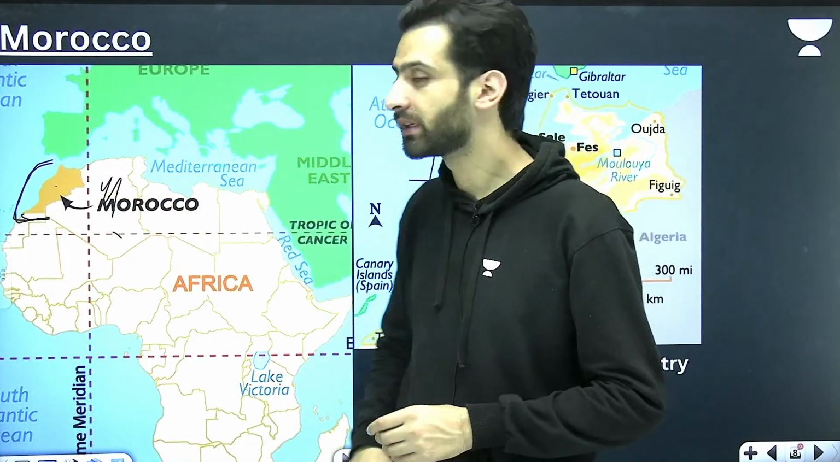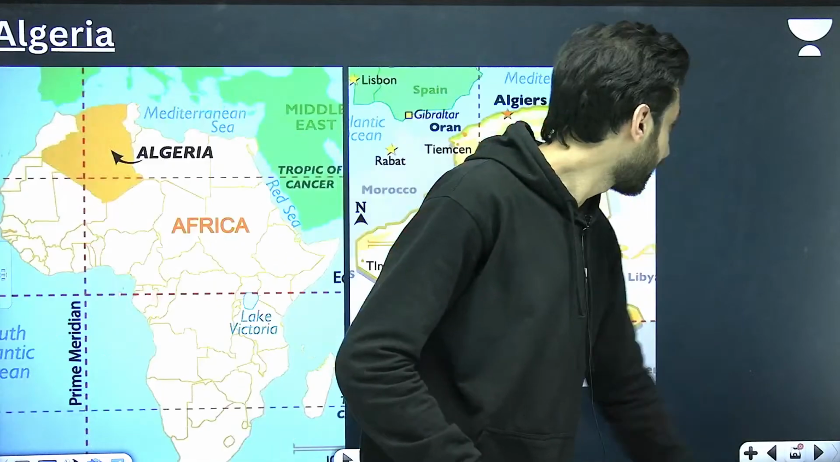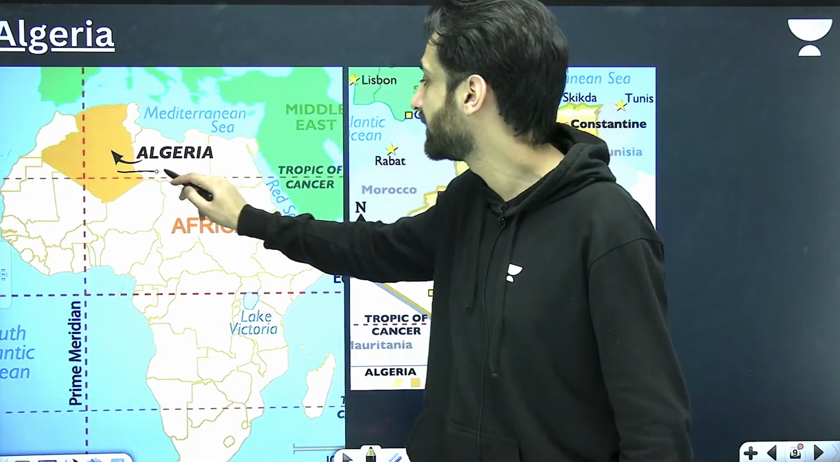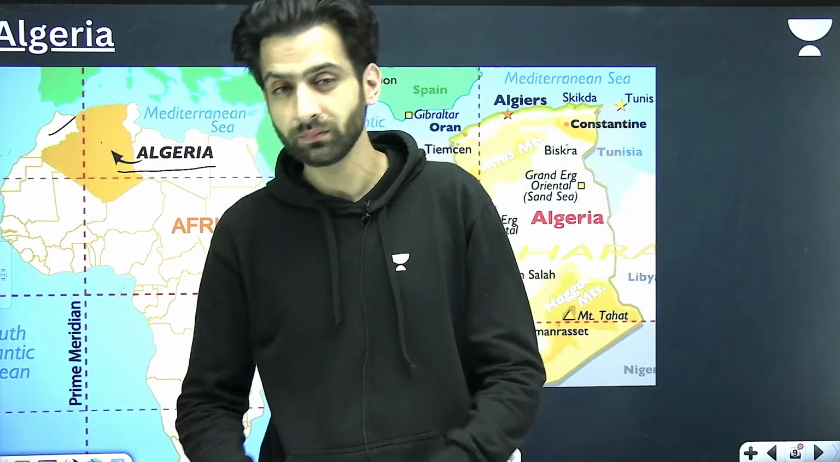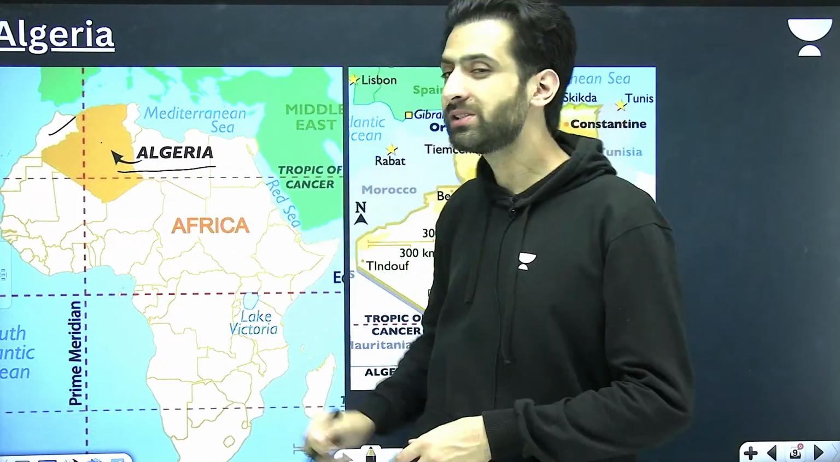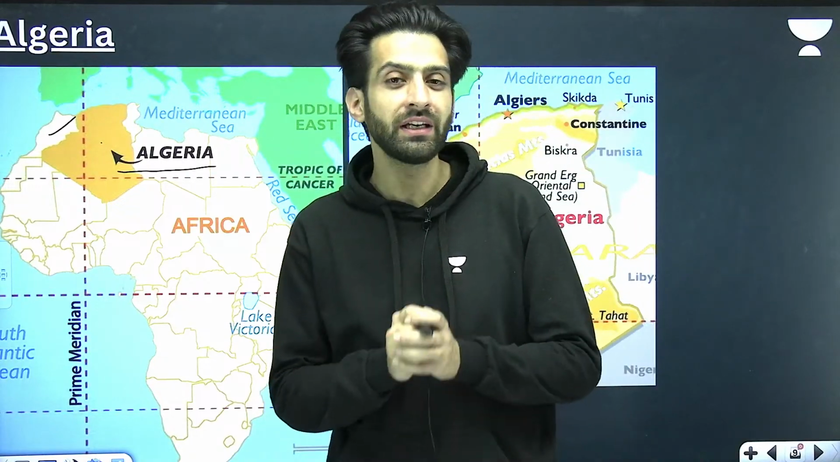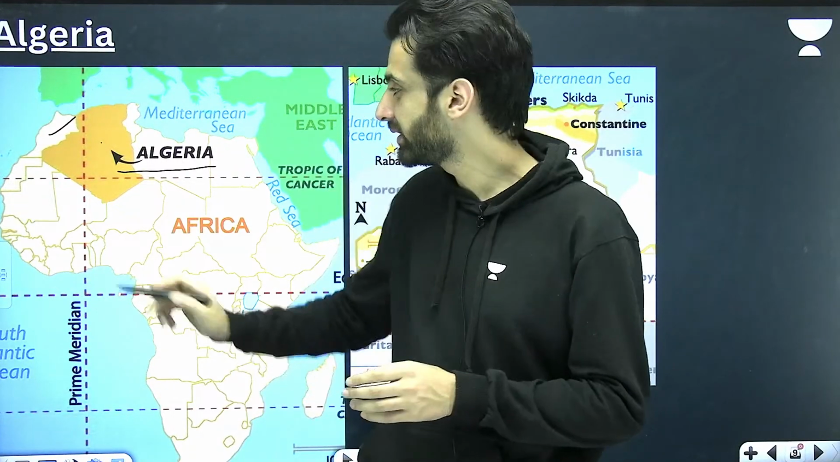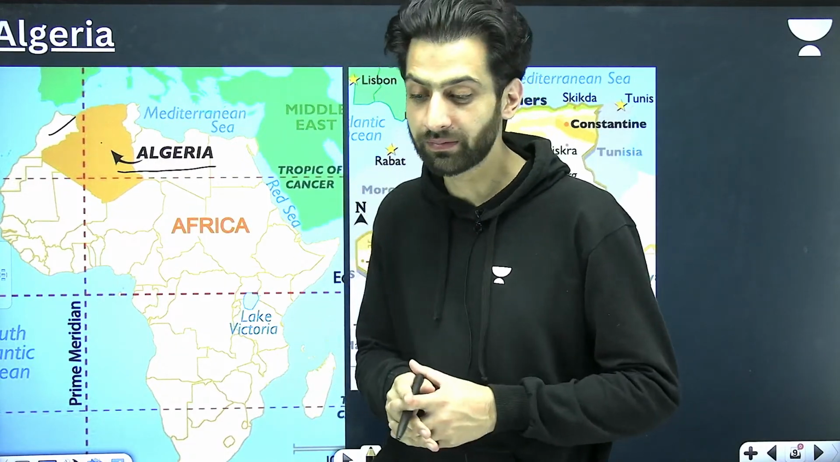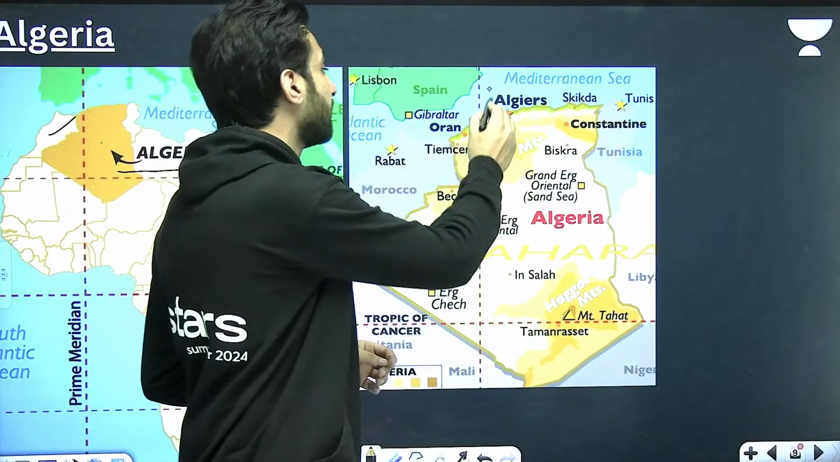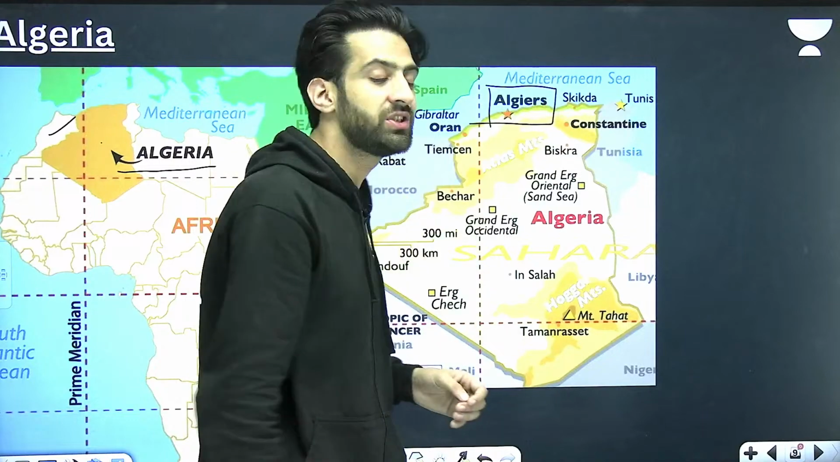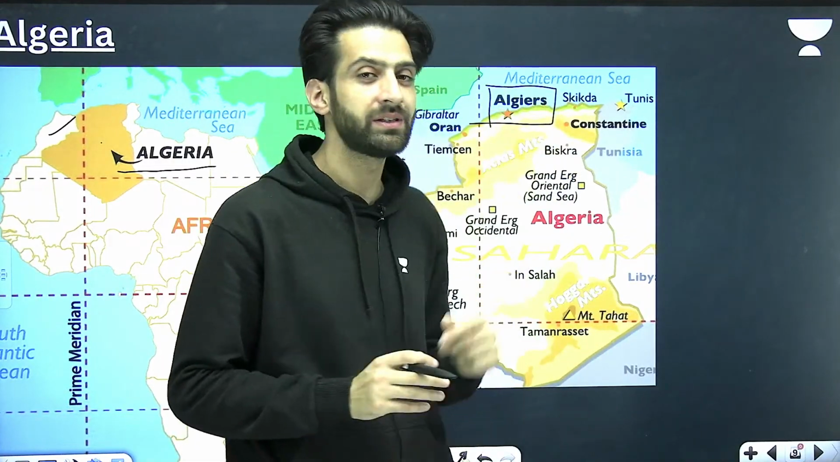Now let's move to another part of Africa, that is Algeria. This is done. Now we're going to Algeria. The important thing about Algeria is it is the largest country in Africa. Very important. You can see the size of Algeria as well. It is the largest country of Africa and the capital of Algeria is Algiers. Algiers is the capital of Algeria.